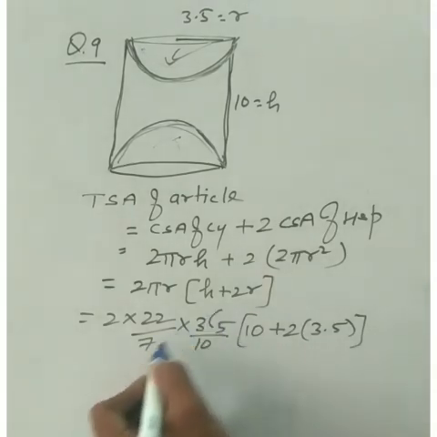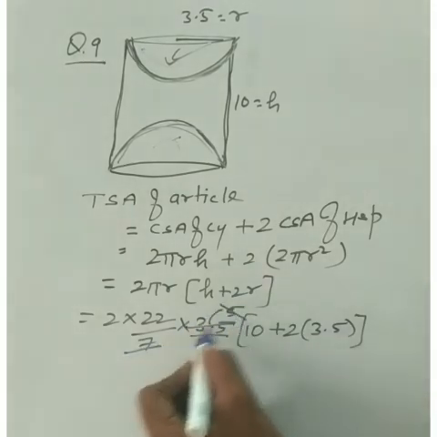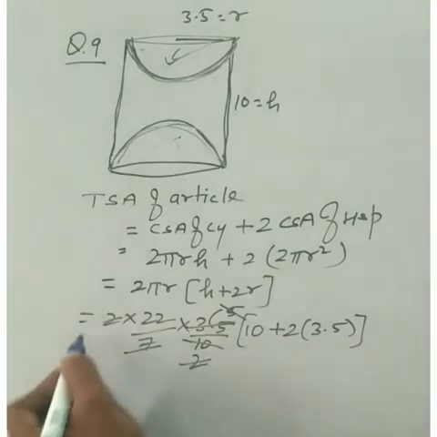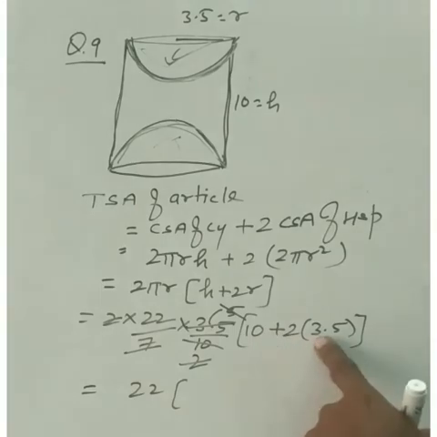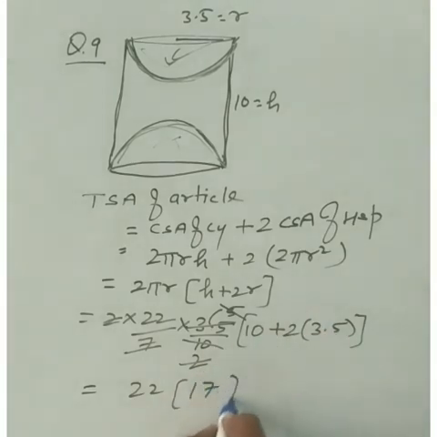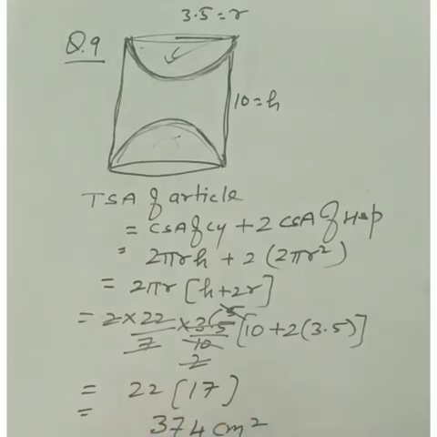Remove this decimal. 7 5s are 35. 5 2s are 10. 2 to 2 cancel. 22. This is 10 plus 7. 10 plus 7 is 17. 374 centimeter square is the surface area of this article.